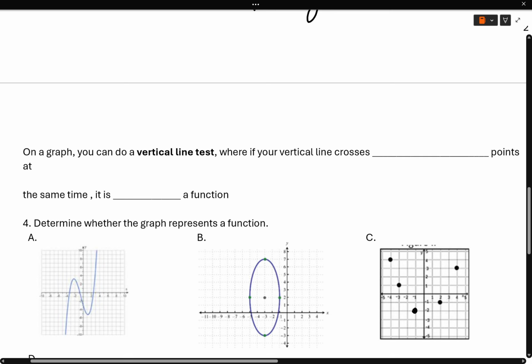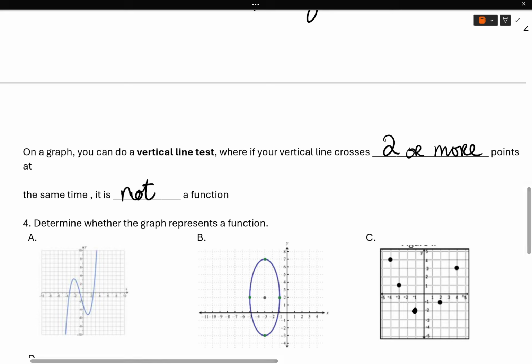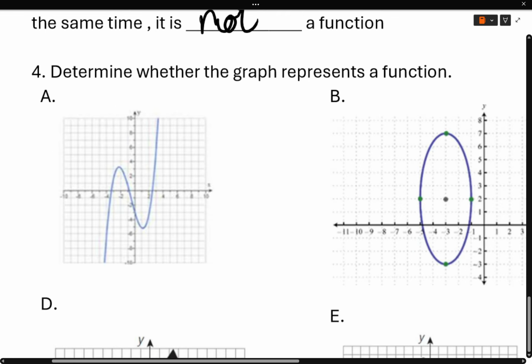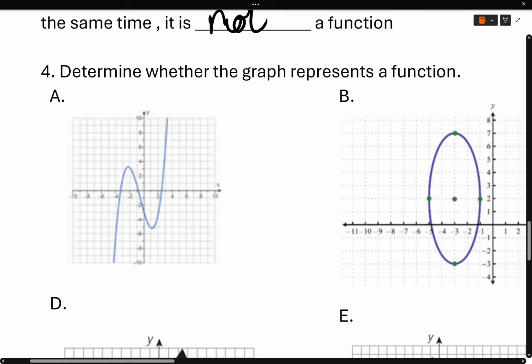That's all well for numbers, but what about on a graph? Well, on a graph, we can do a vertical line test, where if a vertical line that we draw crosses 2 or more points, then it is not a function. Vertical lines are all x equal lines. That's why this works. Because if x equals more than one thing on our graph, then it is not a function. We can't have that repeating x.